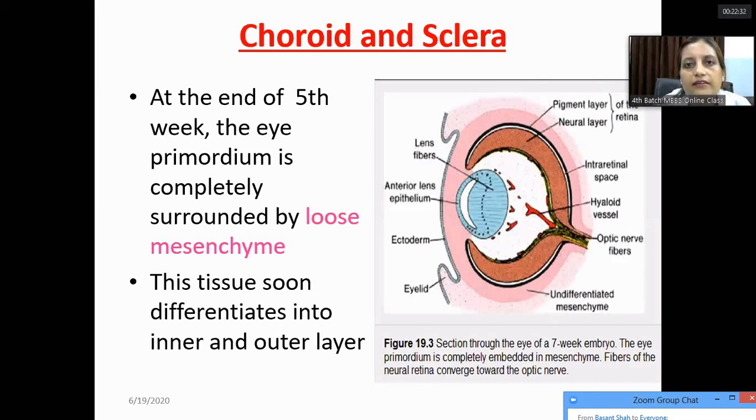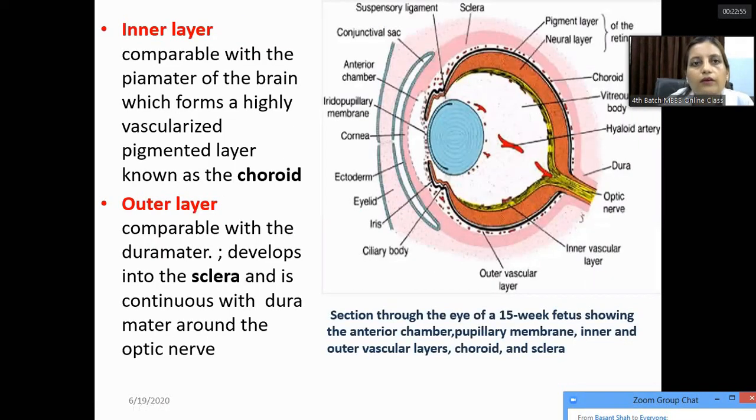Choroid and sclera. At the end of the 5th week, the eye primordium is completely surrounded by loose mesenchyme, and this tissue soon differentiates into an inner and outer layer. So these are the undifferentiated mesenchyme. Coming to the inner layer, which is comparable with the pia mater of the brain, it forms a highly vascularized pigmented layer known as the choroid.